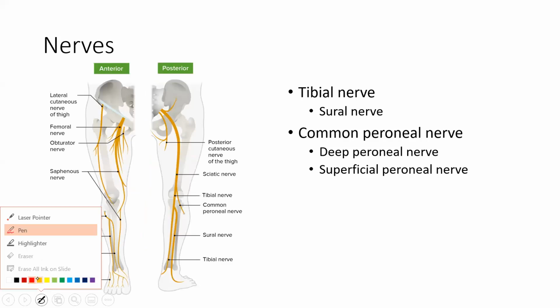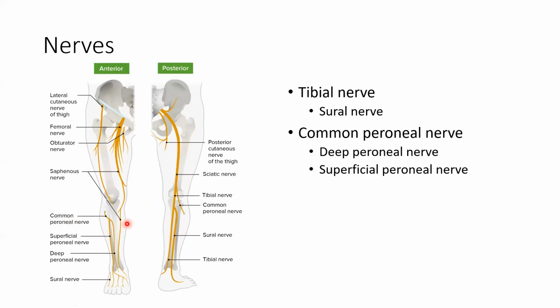So here you have the sciatic nerve divided into the tibial nerve and the common peroneal nerve. And the tibial nerve gives off the sural nerve here. And the common peroneal nerve divides into the superficial peroneal, or the superficial fibular, which travels in the lateral compartment of the leg, and the deep peroneal, which travels in the anterior compartment.